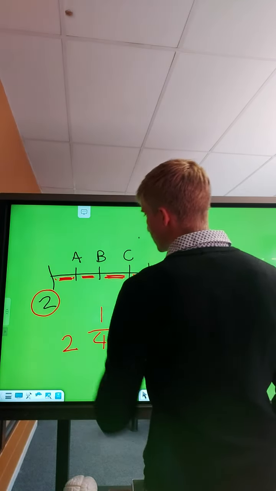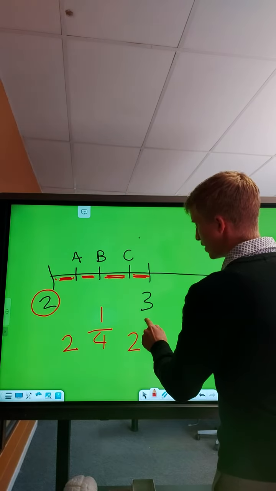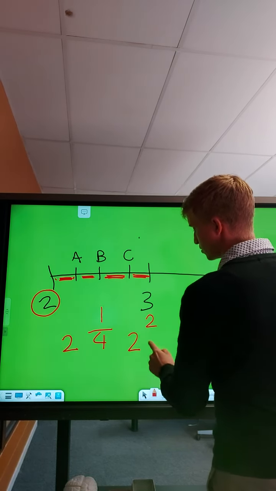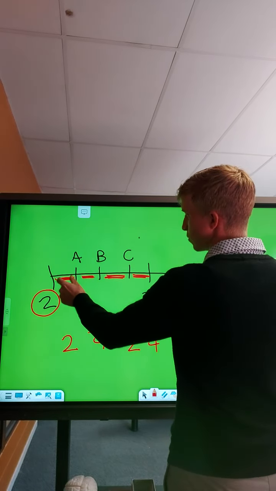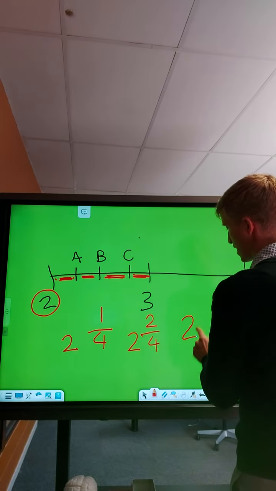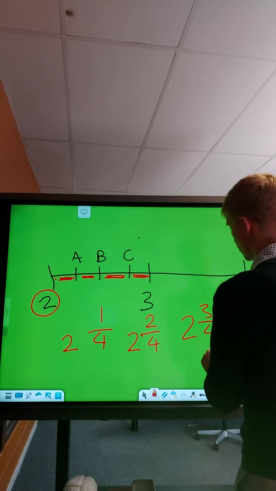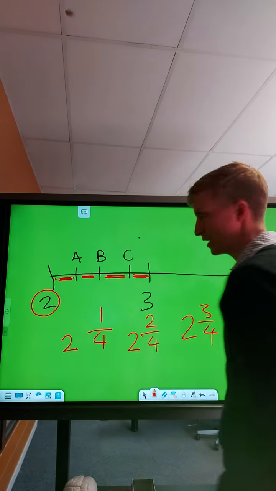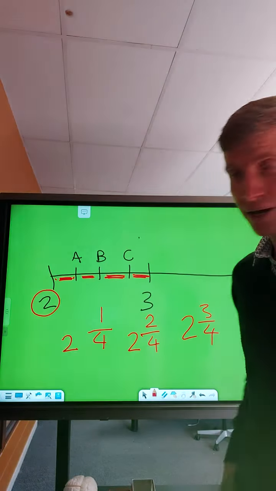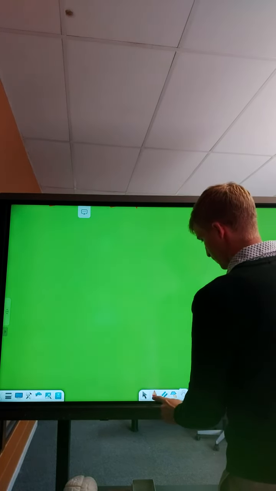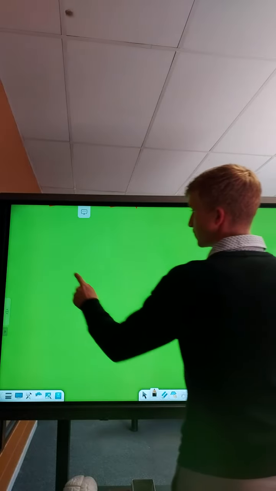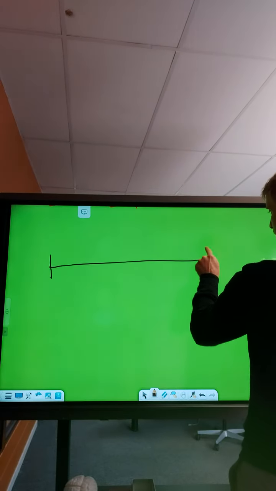What is my value of B? B would be 2, and it's 2 parts, so 2 over 4. What is my value of C? C is 1, 2, 3, so it's 2 and 3 over 4, and then I come to my next whole number. Okay, that can work with anything. I can divide my number line into more.